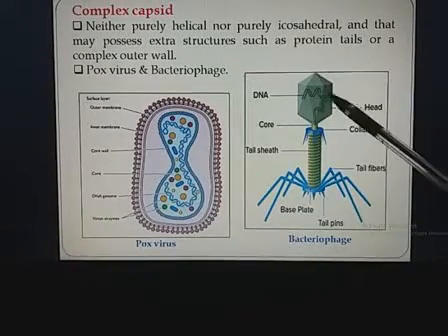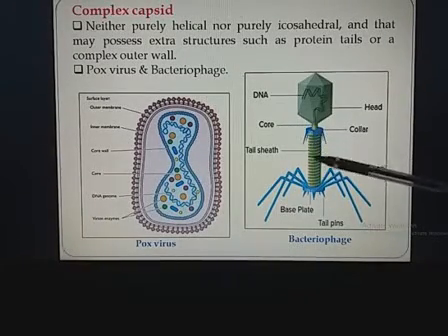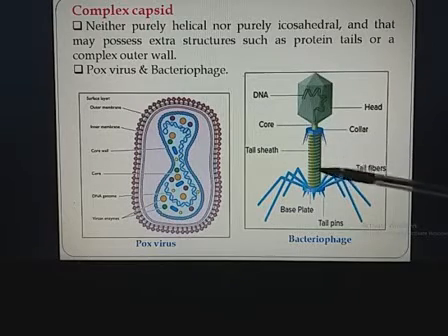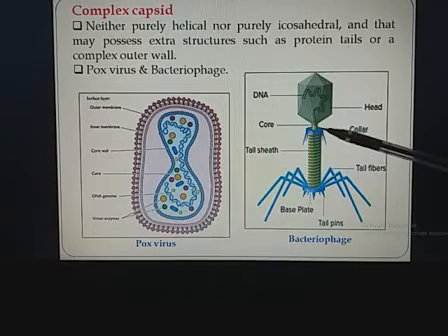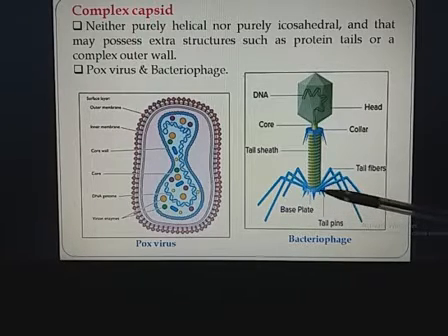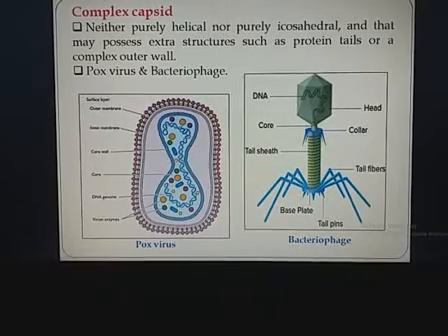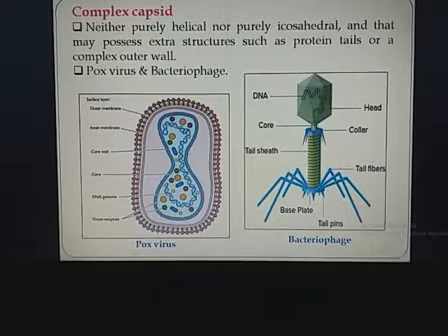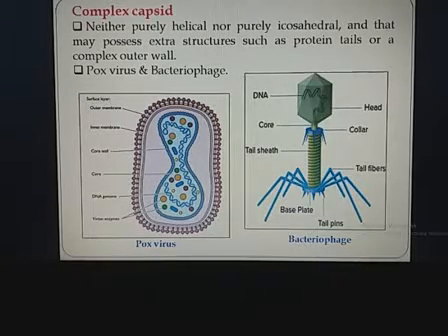In case of bacteriophages, you can see here the tail sheath is present, a flexible, spring-like tail sheath, a collar, some tail fibers, a base plate, and some base pins or tail pins. So these are accessory structures which are not present in helical or icosahedral viruses. Complex viruses contain several such accessory structures, and these are adaptations for better infection within the host cell.